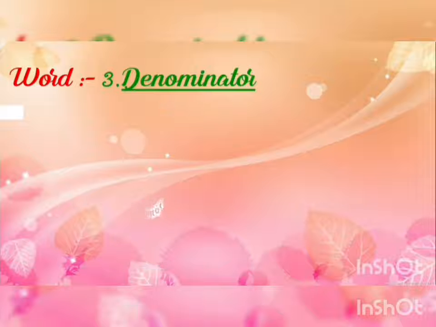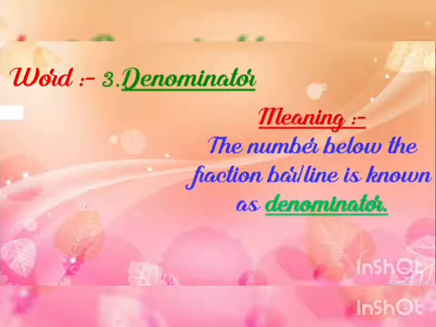Another important term is denominator. The number below the fraction bar line is known as denominator. So in the previous fraction, the bottom 4 will be your denominator.